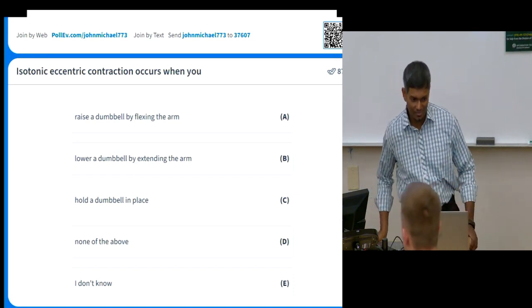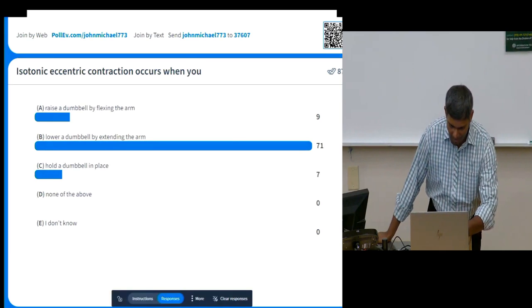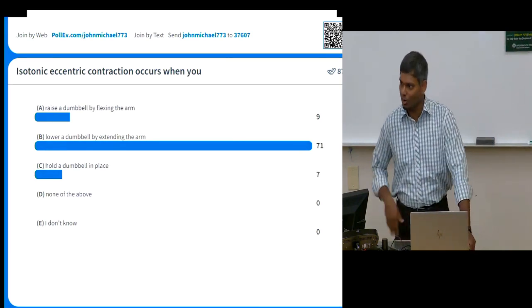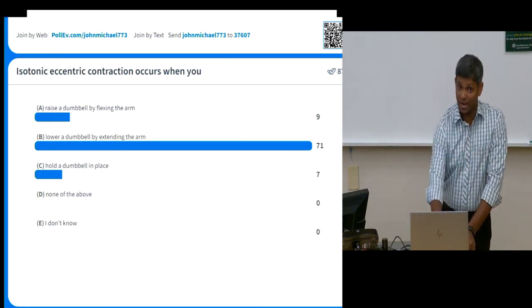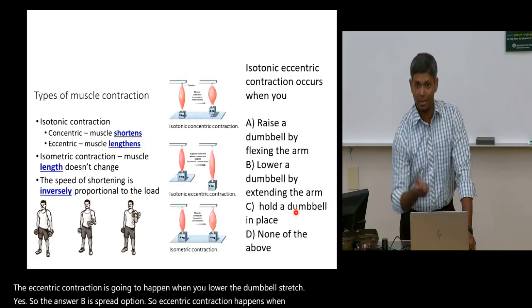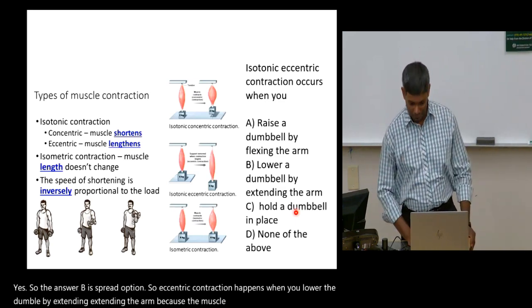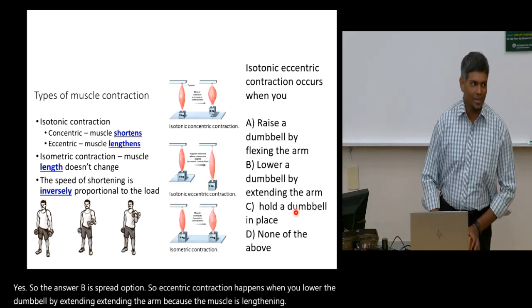The eccentric contraction is going to happen when you lower the dumbbell by extending the arm because you're lengthening the muscle and you're getting a deep stretch. Yes, so the answer B is the right option. So eccentric contraction happens when you lower the dumbbell by extending the arm because the muscle is lengthening. Okay, does that make sense, folks?